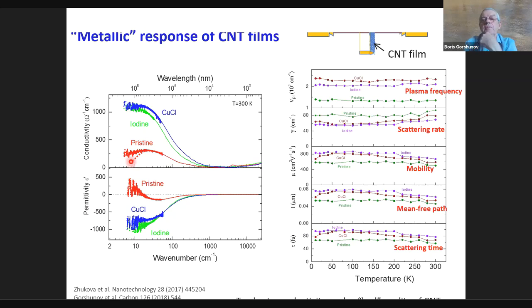Another issue that I would like to stress here is that by doing these very simple experiments, just by letting terahertz radiation on the sample and then measuring what comes through, one can obtain very fundamental information about the charge carriers in those films, as shown here. So here we show the temperature dependence, in the broad temperature range from liquid helium up to room temperature, of the plasma frequency of charge carriers, their scattering rate, their mobility, mean free path, and scattering time. Again, in such a simple geometry of experiments for the measurements.